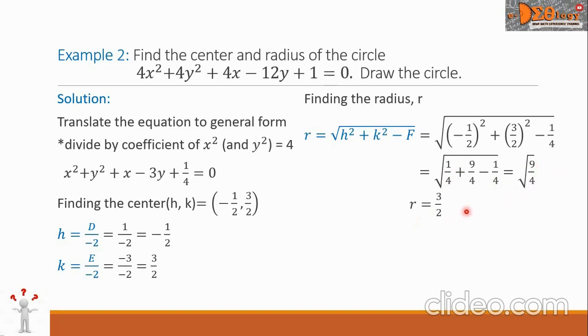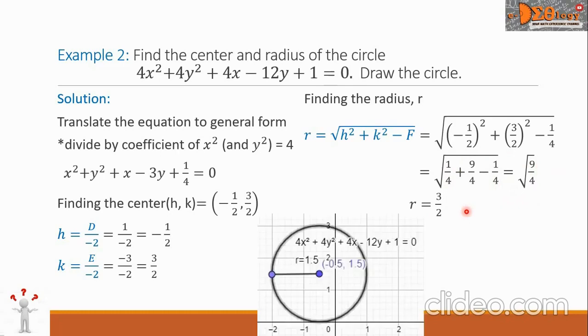Using GeoGebra, let us now draw the circle. So this is the circle 4x squared plus 4y squared plus 4x minus 12y plus 1 equals 0. We can see that the center is (negative 1/2, 3/2), but in here it is given as decimal. And our radius is 3 over 2, and the radius here is given also as decimal. This is our final answer.